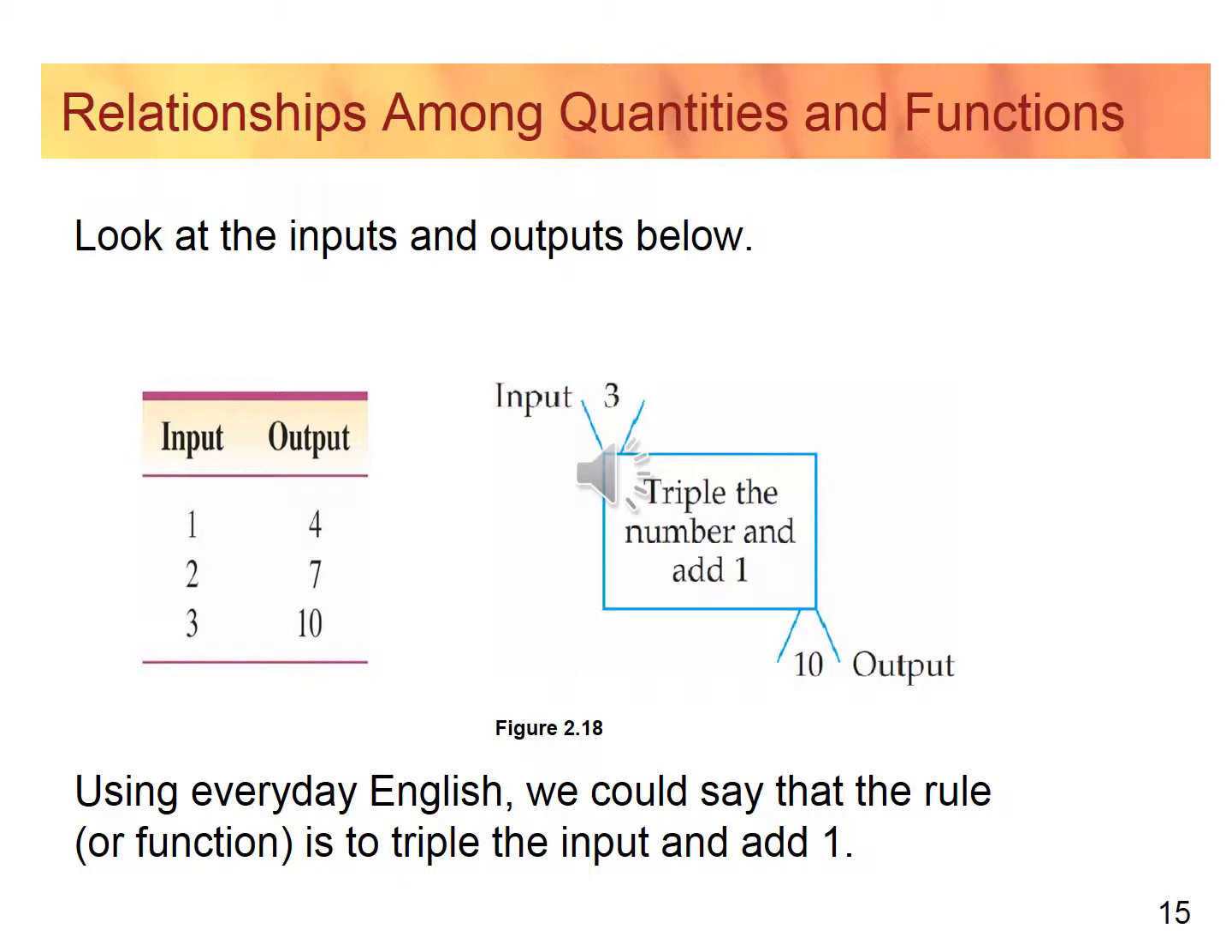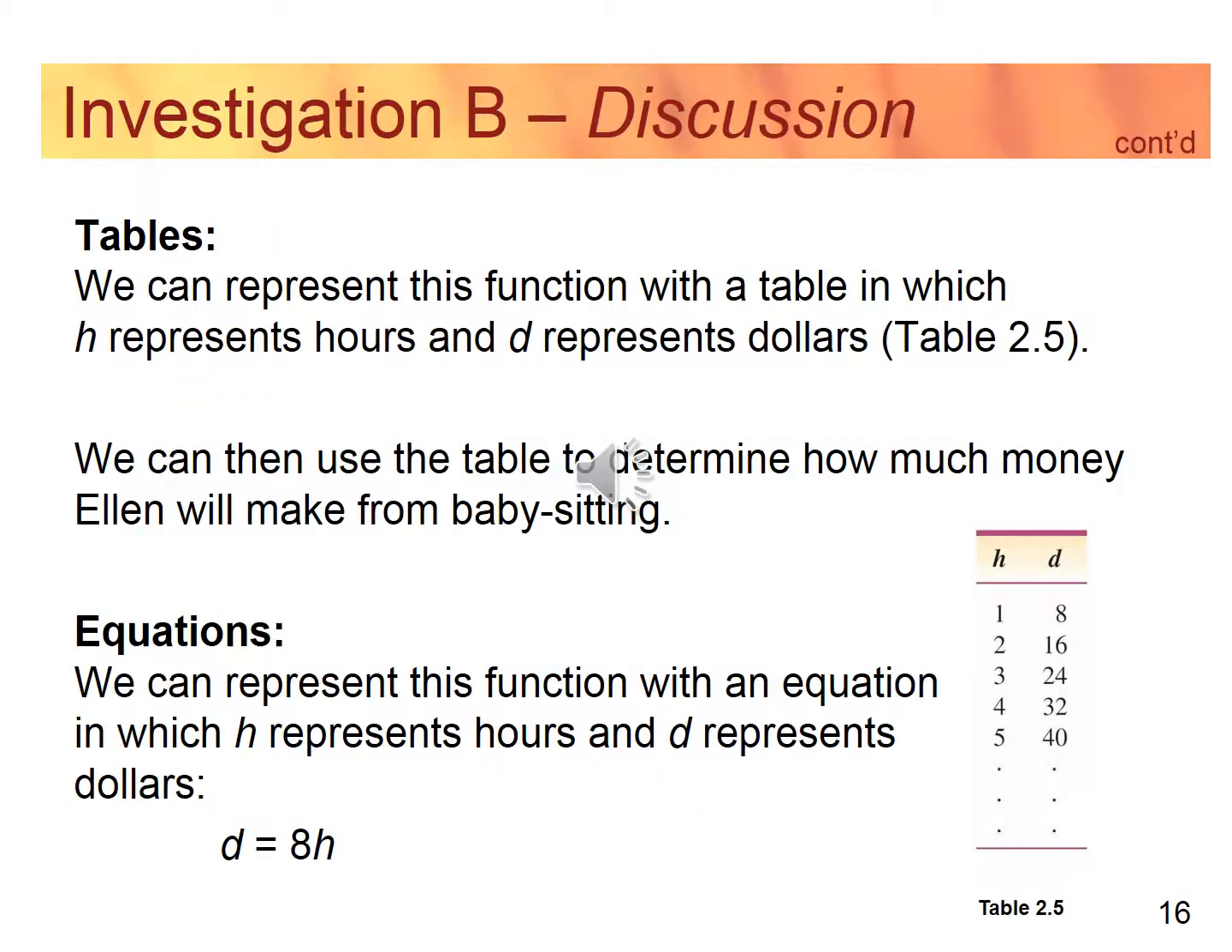If we put a 1 in, 1 times 3 is 3, plus 1 is 4. Put a 2 in. 2 times 3 is 6, plus 1 is 7. That works every time. So in everyday English, you can just say that the rule or the function is to triple the input and add 1 to it.